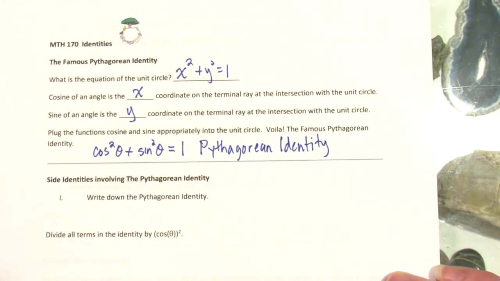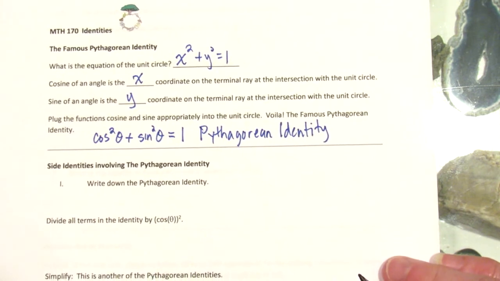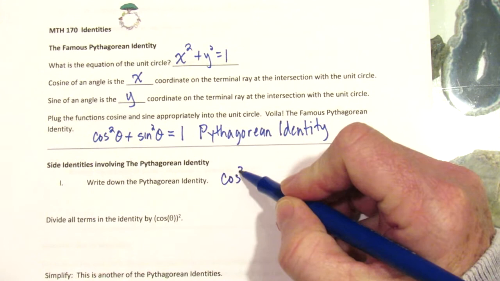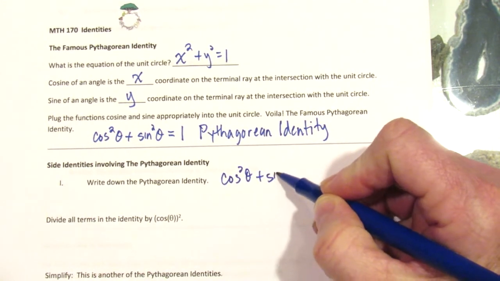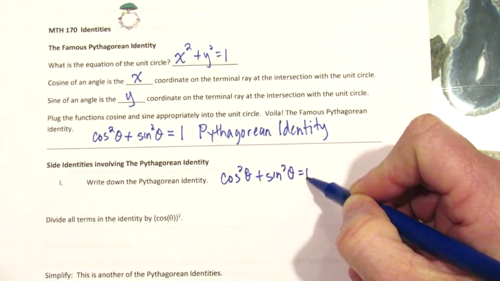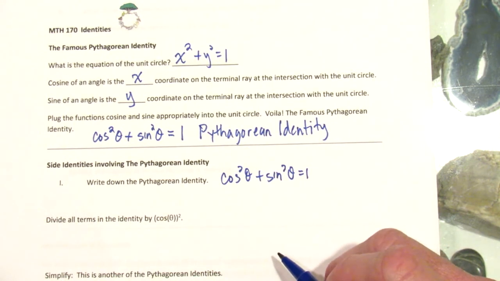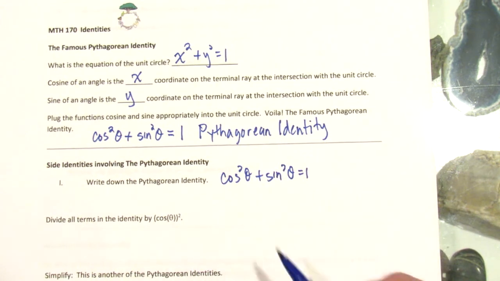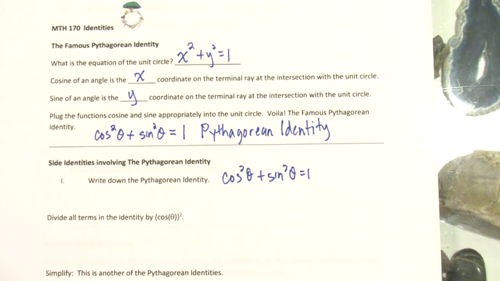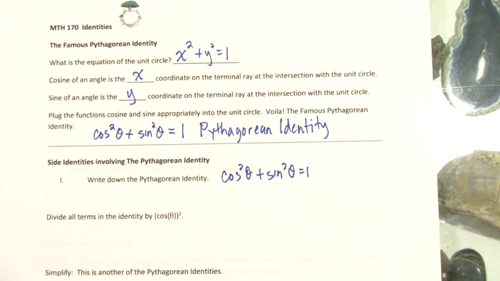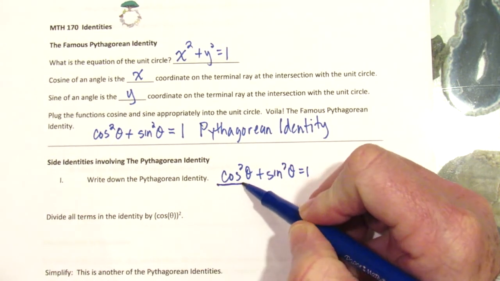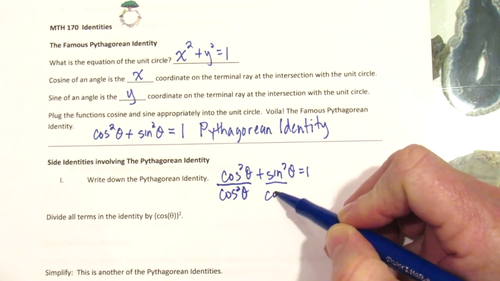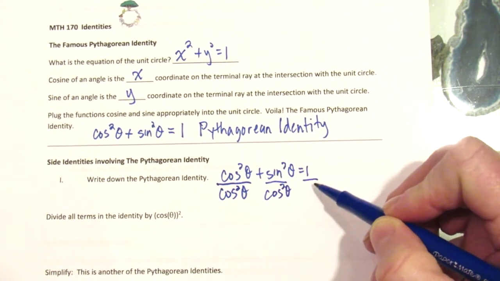Now, from that identity, we can actually prove a few others. So let's write down the Pythagorean identity. Cosine squared theta plus sine squared theta equals 1. And then let's divide both sides of the equation by cosine squared. Remember, it's algebraically legal to do something as long as you do the same thing to both sides. So if I divide this side by cosine squared, I need to divide every term by cosine squared.